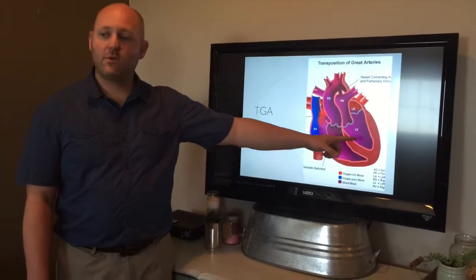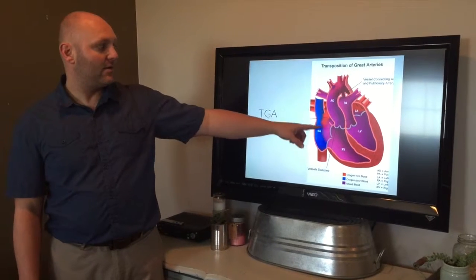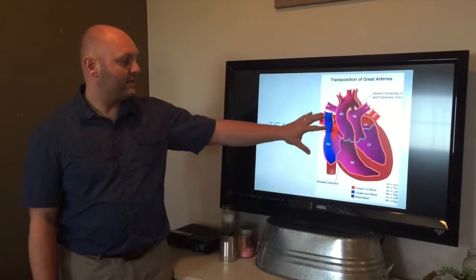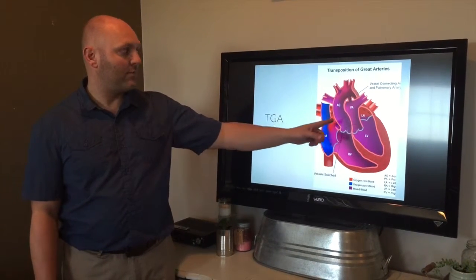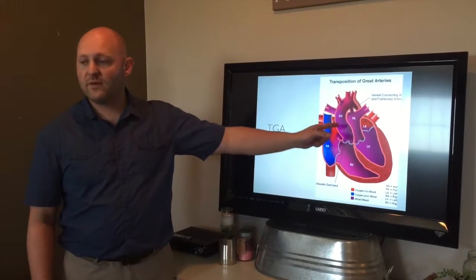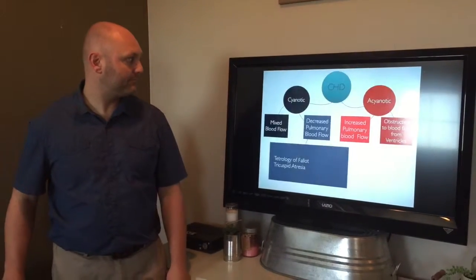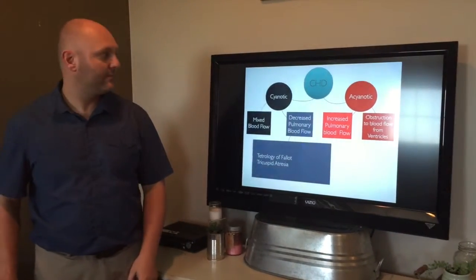The aorta should normally be coming off the left ventricle, but here it's on the right ventricle. There's a hole between the right atrium and the left atrium. There's mixing of deoxygenated and oxygenated blood, giving you that purple color, and the systemic blood flow is now at a lower oxygen level.